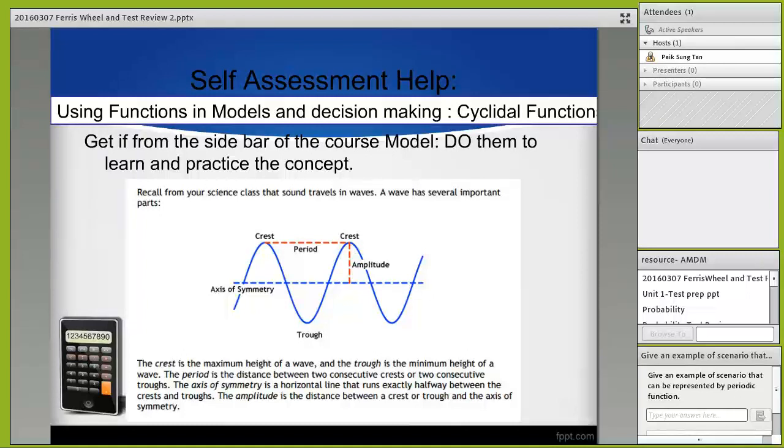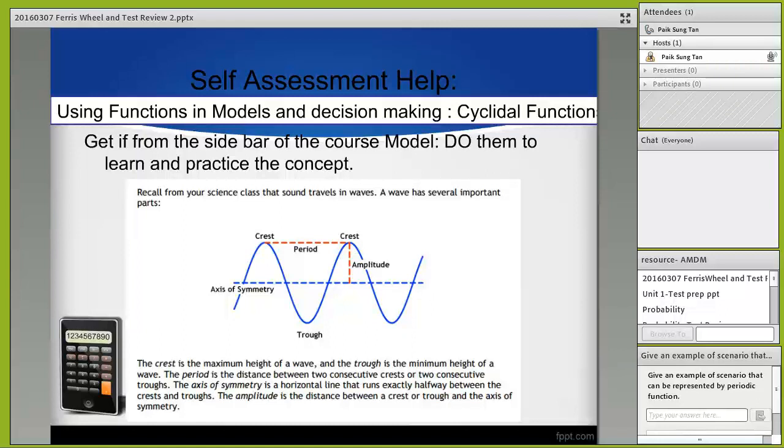All right. If anybody was here, I was going to discuss this, but I can also go through a quick discussion of this. All right, this is a self-assessment. This assessment is very helpful for you to take some time to do. You can get it on the sidebar of the course module. Do them to learn and practice the concept that we just discussed. Okay.